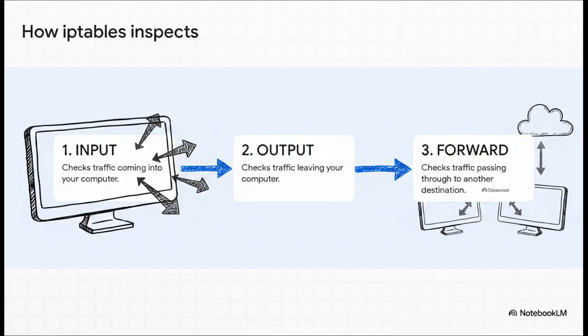And this rulebook is nicely organized into chapters, or what are officially called chains. The input chain has all the rules for traffic coming into your computer. The output chain is for all the traffic leaving your computer. And then there's a forward chain, which is for traffic that's just passing through, like when your computer is acting as a router for another device.